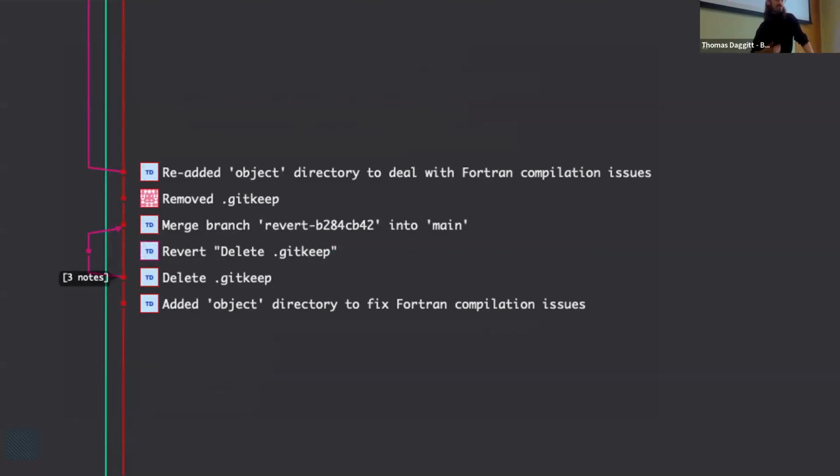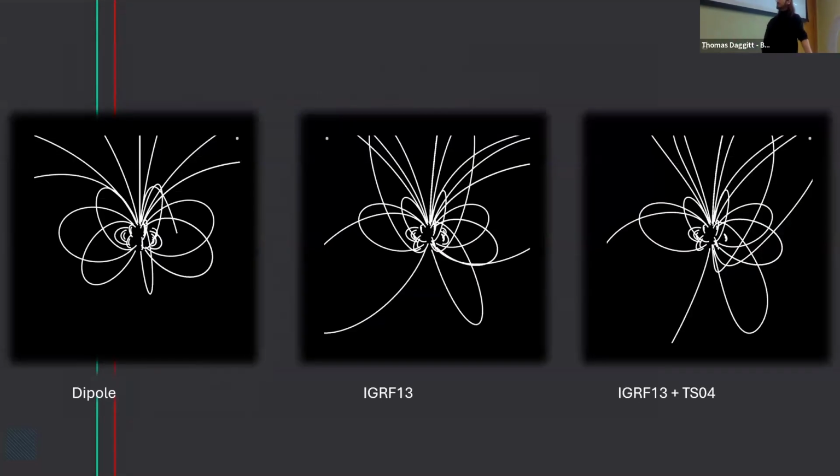Just going back through the Git history when I came to make this talk, I discovered that learning to use Git had been a more fraught process than I remembered, based on some of my commit messages, reverting and removing git keep and then putting it back and deleting again. Anyway, alongside this, I'll go through where I got to with physical modeling at each commit as well. So the first step was trying to get magnetic field models working, to try and get the B out of UBK.